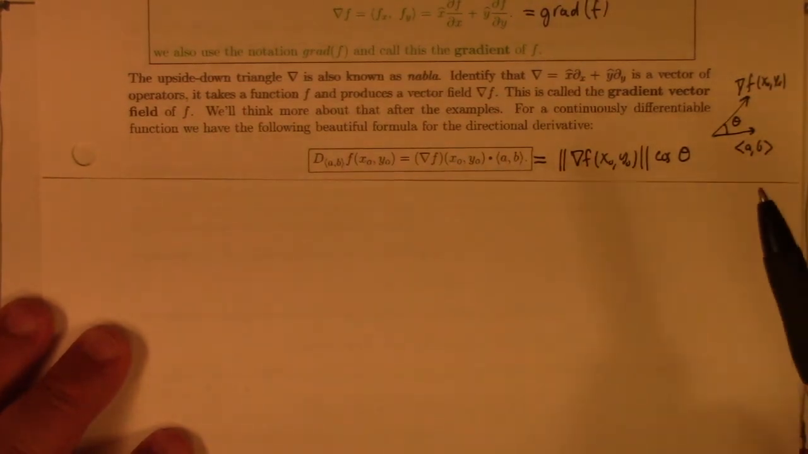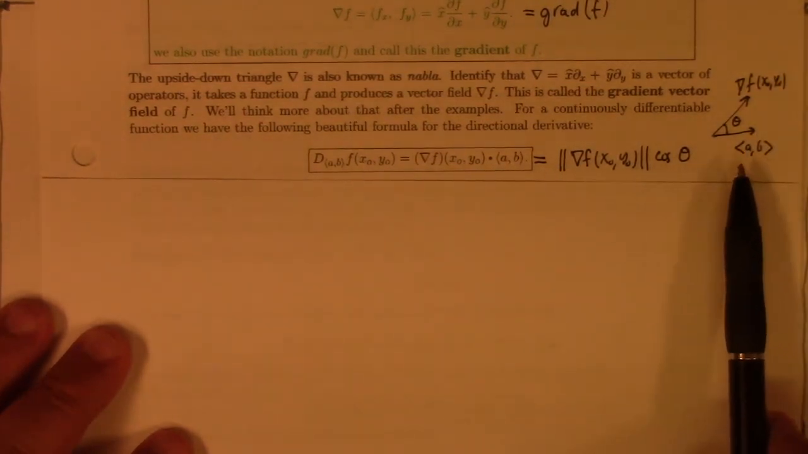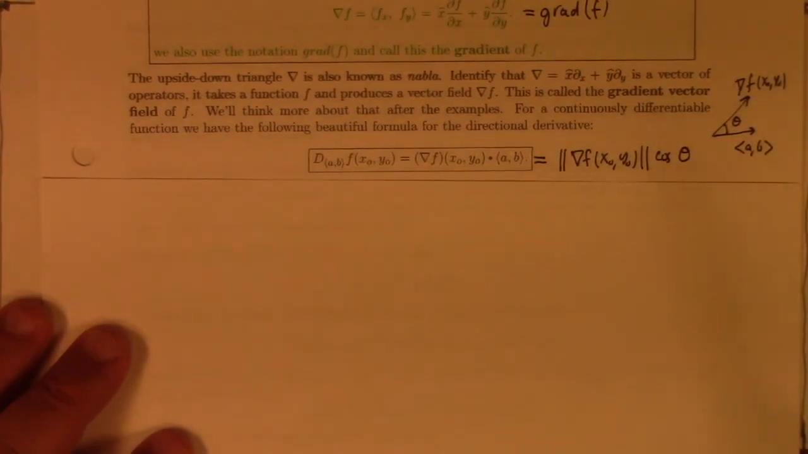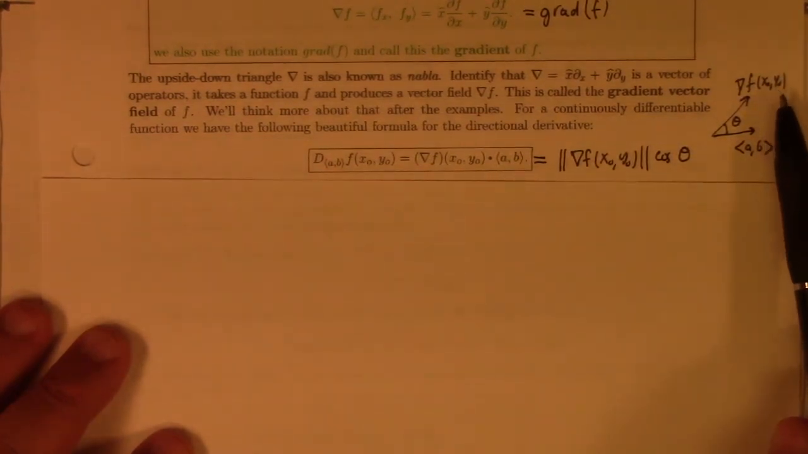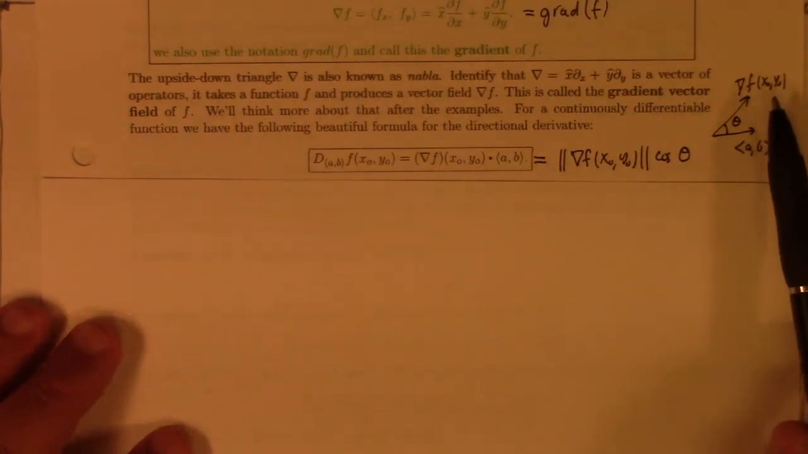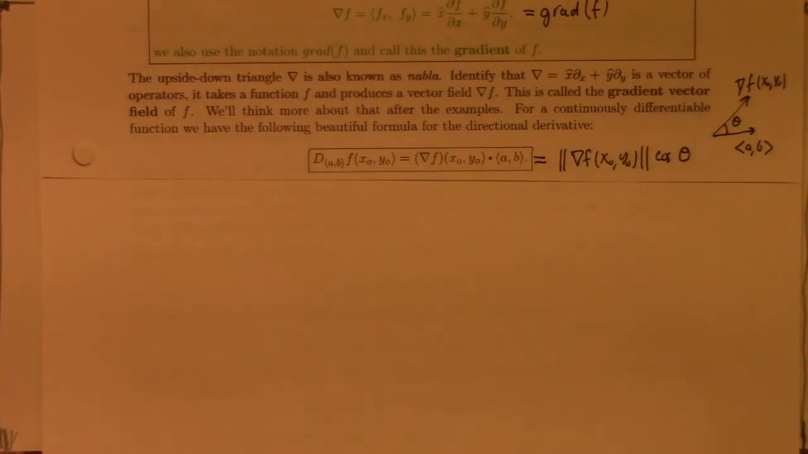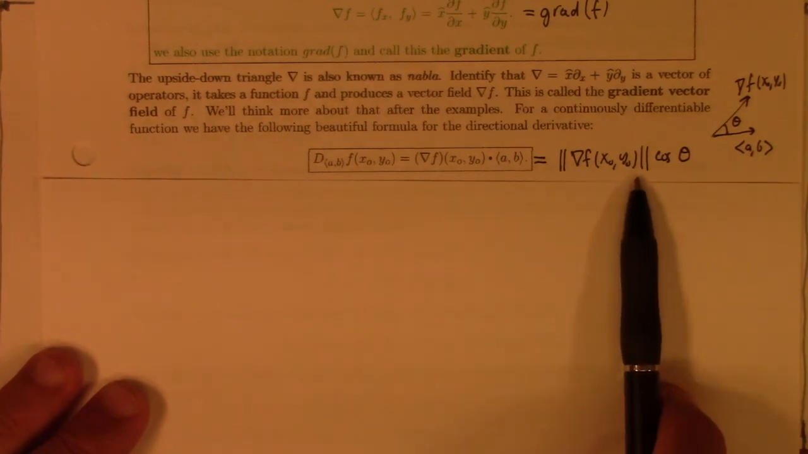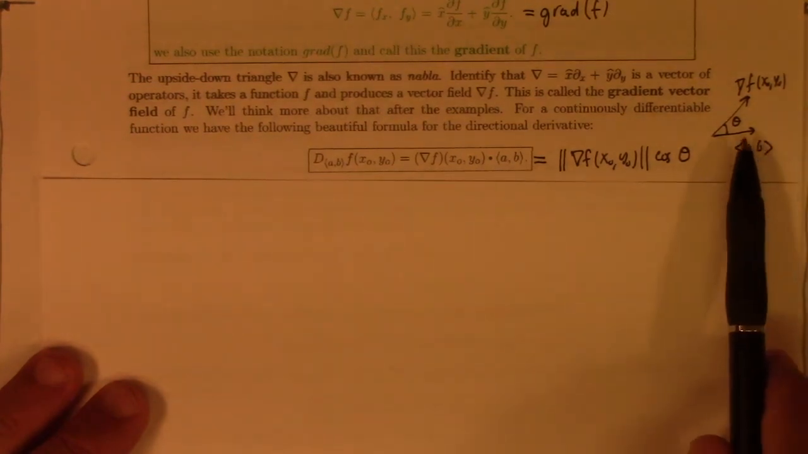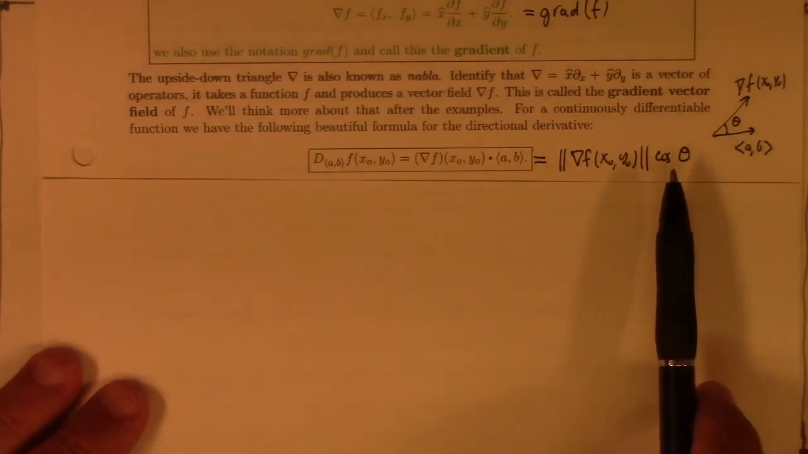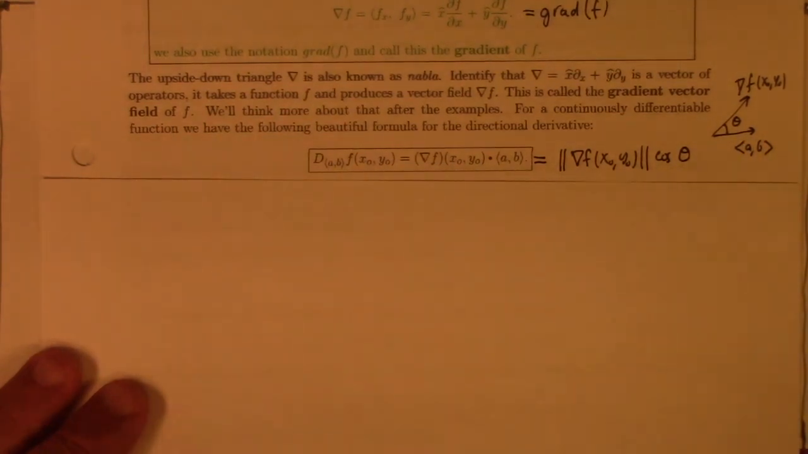for example, if the direction vector is perpendicular to the gradient vector, the rate of change is 0. If the direction vector is parallel to the gradient vector, that means that the rate of change is as big as it can be. It's maximized, and the length of the gradient vector is that maximum rate of change. If they're anti-parallel, in other words, if theta is pi or 180 degrees, then the rate of change is as large and as negative as it can be.